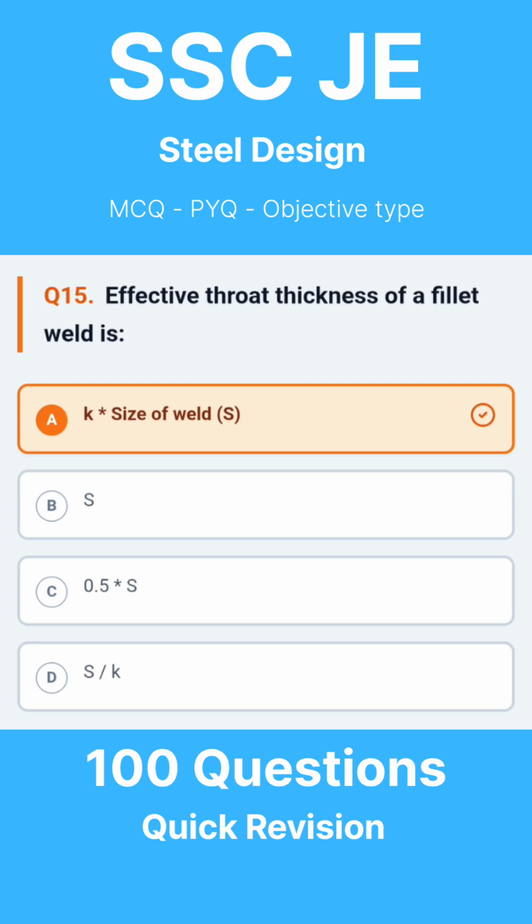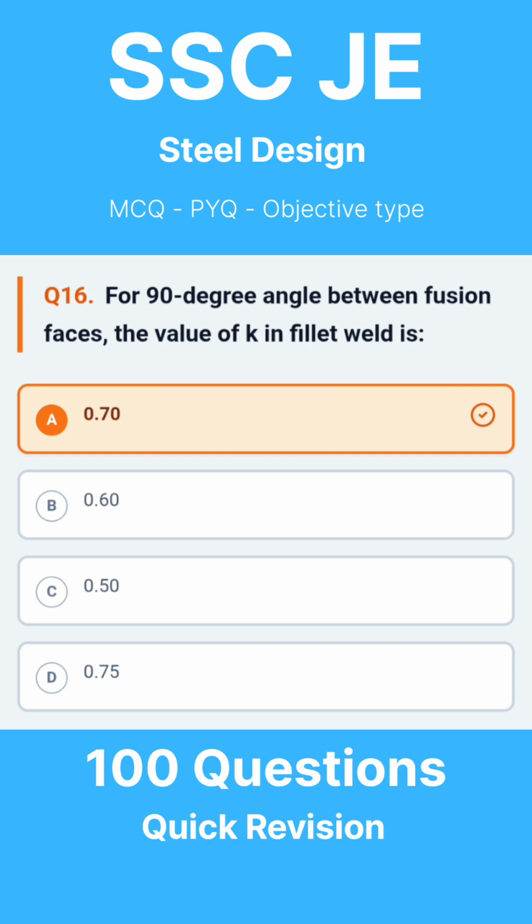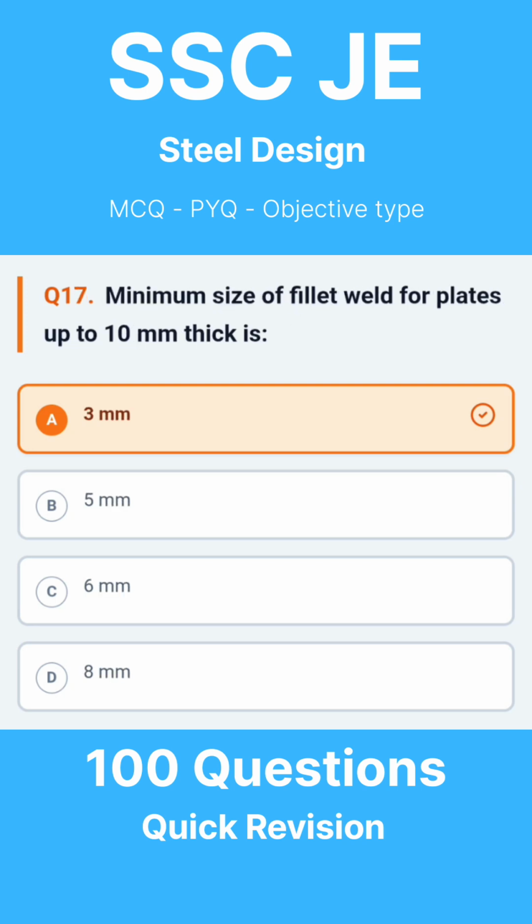Question 15. Effective throat thickness of a fillet weld is. The correct answer is K times size of weld S. Question 16. For 90-degree angle between fusion faces, the value of K in fillet weld is. The correct answer is 0.70. Question 17. Minimum size of fillet weld for plates up to 10 mm thick is. The correct answer is 3 mm.